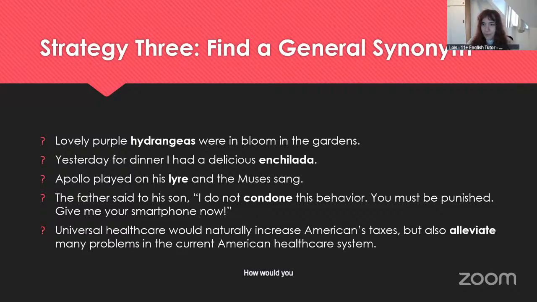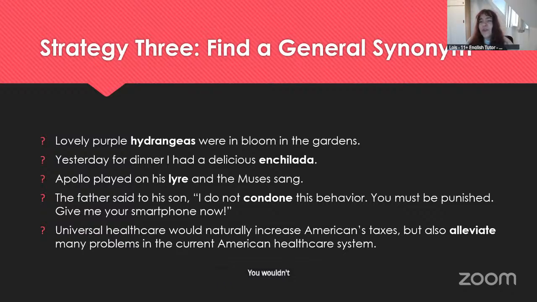How would you perhaps replace that? I mean, I think you've got different options here. Yeah, you could say food. You could say main course, food. Lots of people saying food. Meal, yeah, you could say meal.